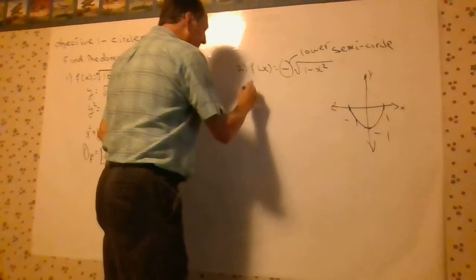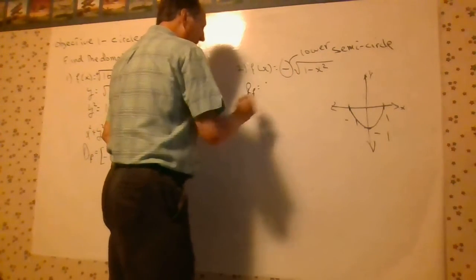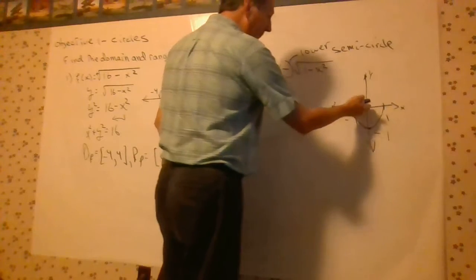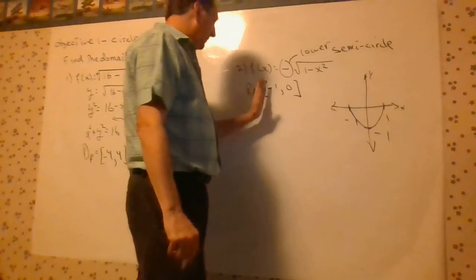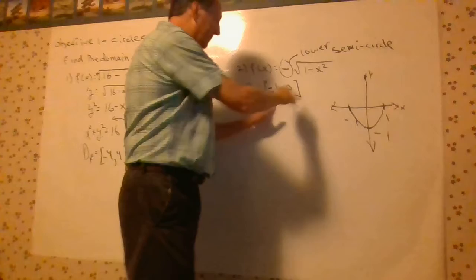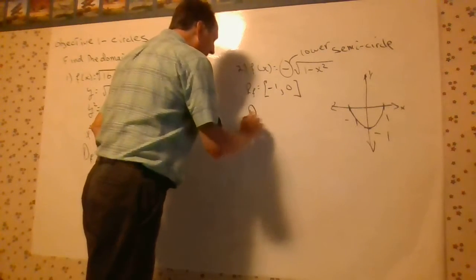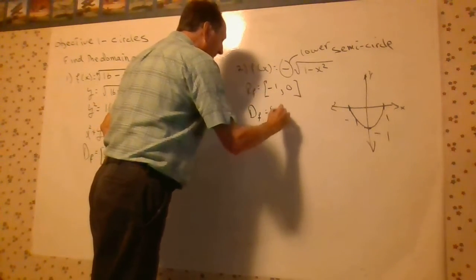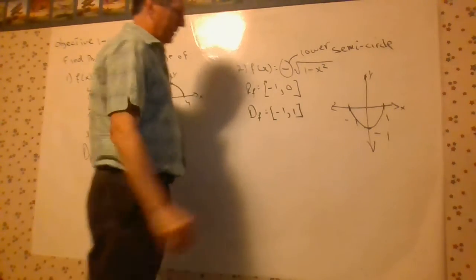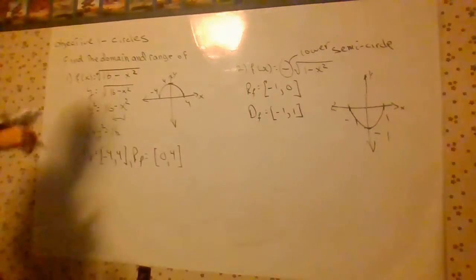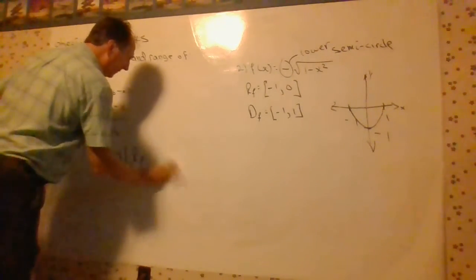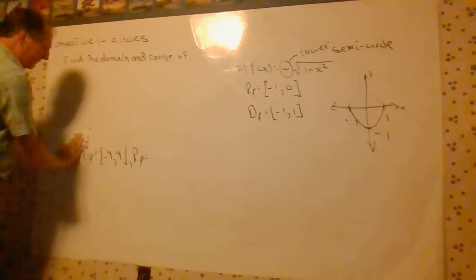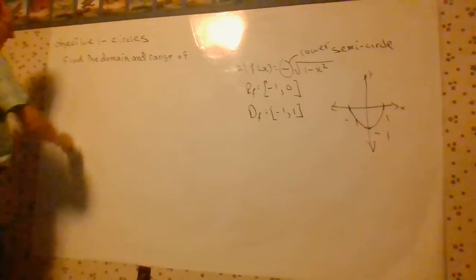And so the range of f is, in this case, 0 down to negative 1. Well, we'll do negative 1 up to 0. That way, our interval notation goes from lesser to greater. We always want to read from left to right. And the domain of f in this case is negative 1 to 1. Okay? Well, let's look at something a little more complicated. And we can analyze some fairly complex functions if we understand what they are.